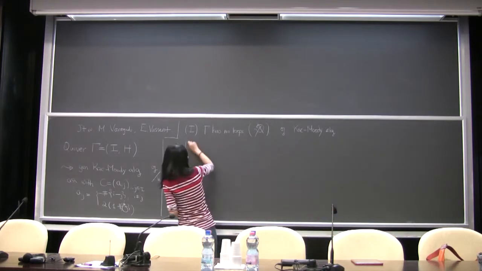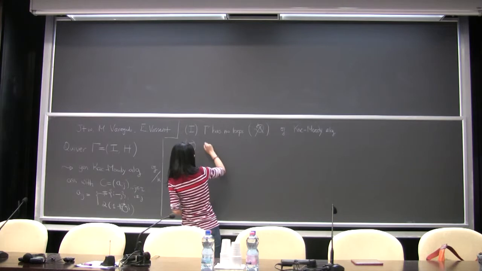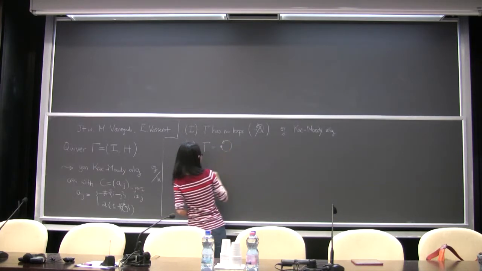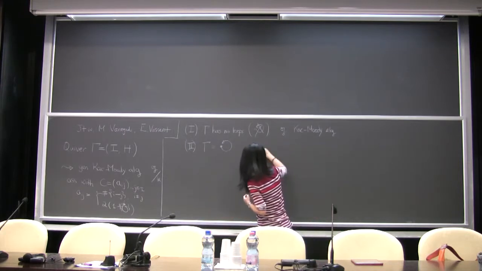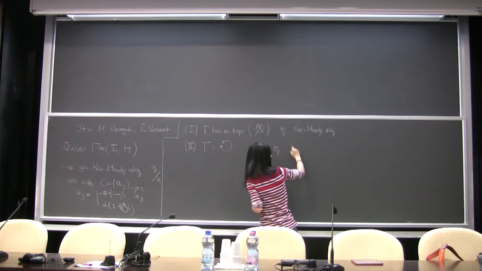And another situation I will be interested in is that gamma is the Jordan quiver. That is, it has only one loop, like this. So one vertex and one loop. And in this case, the corresponding g will be a Heisenberg algebra.